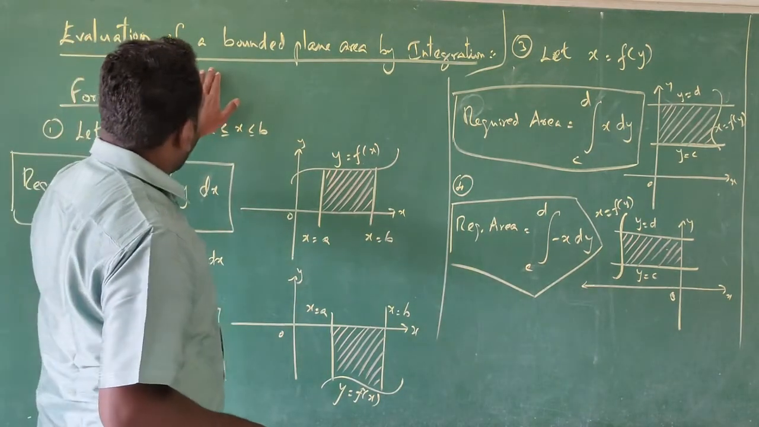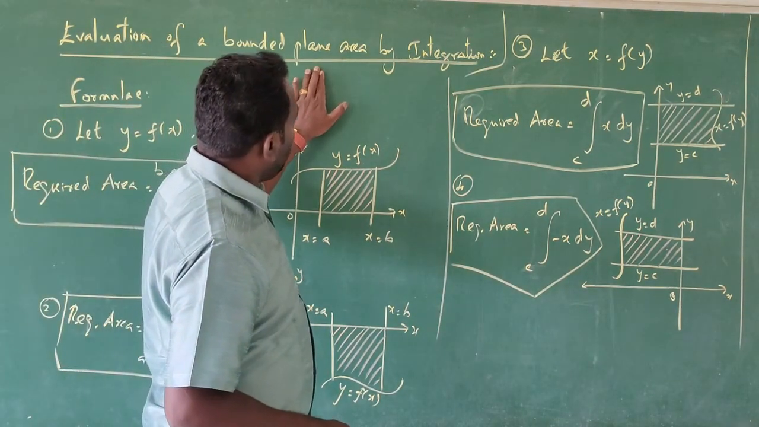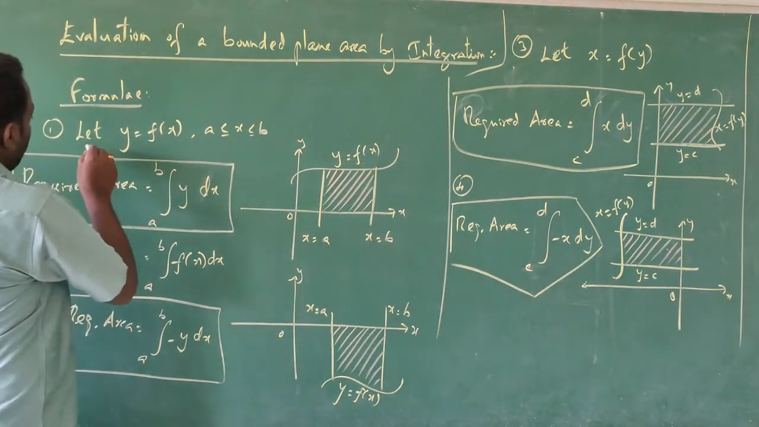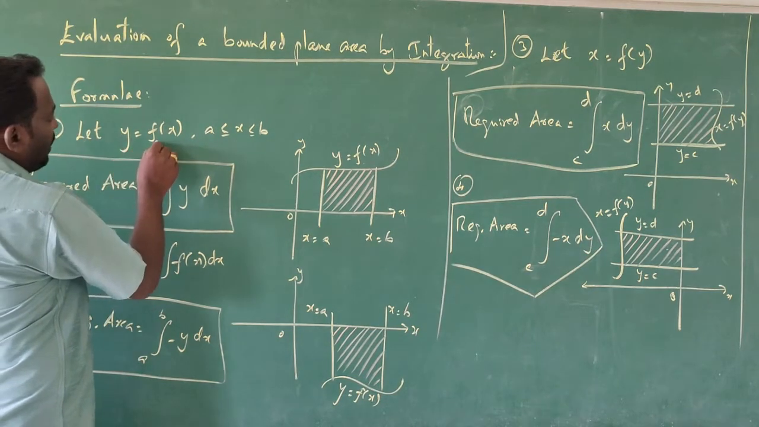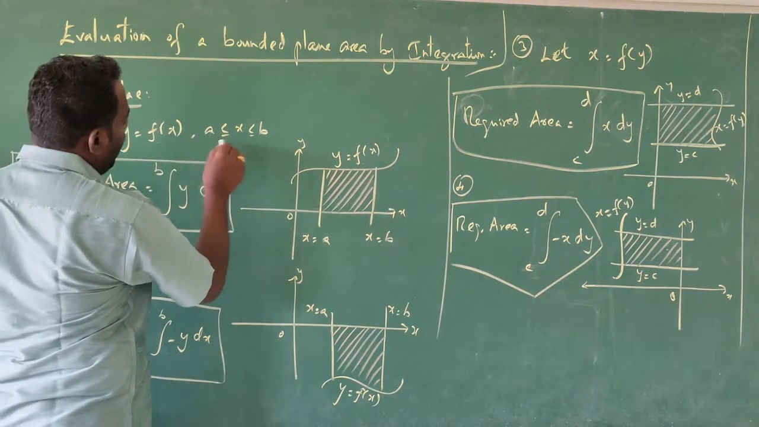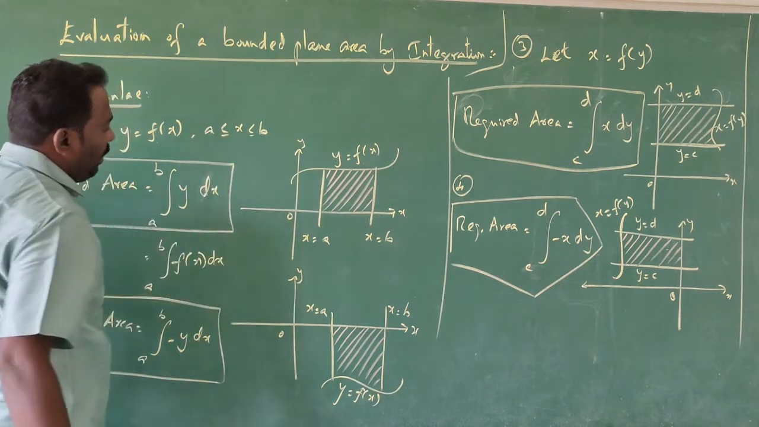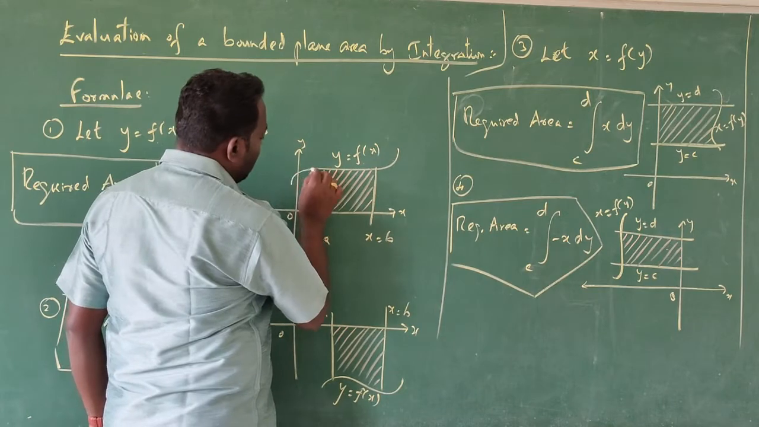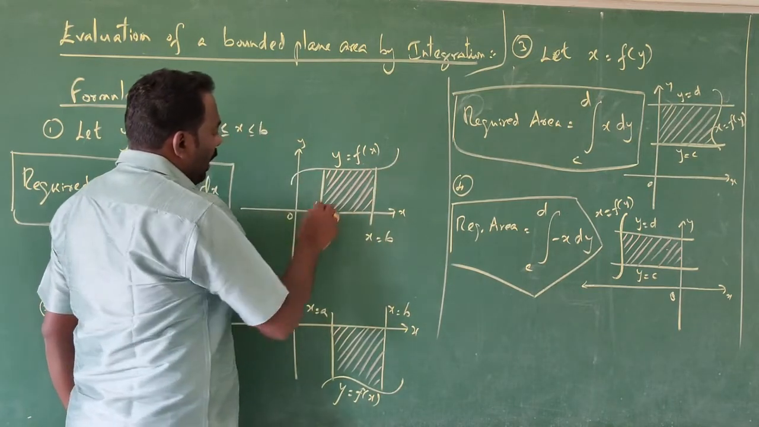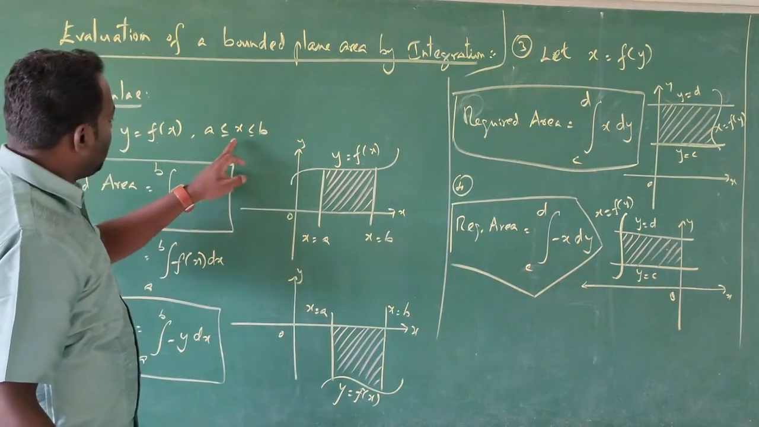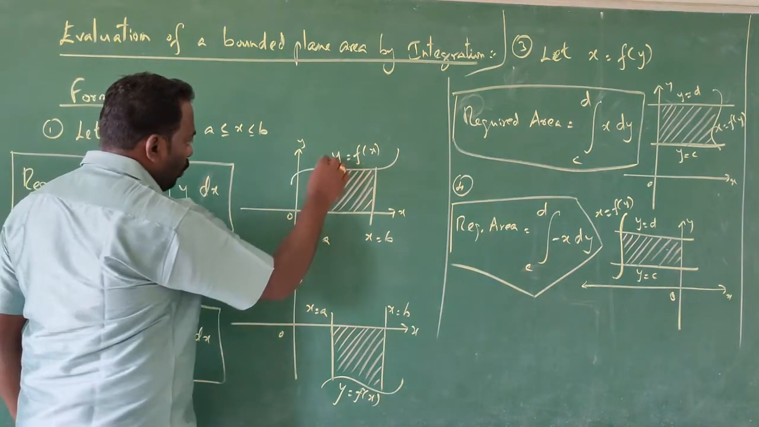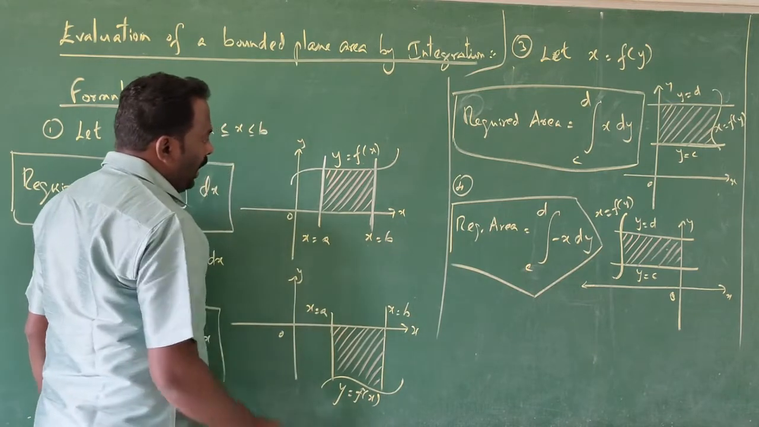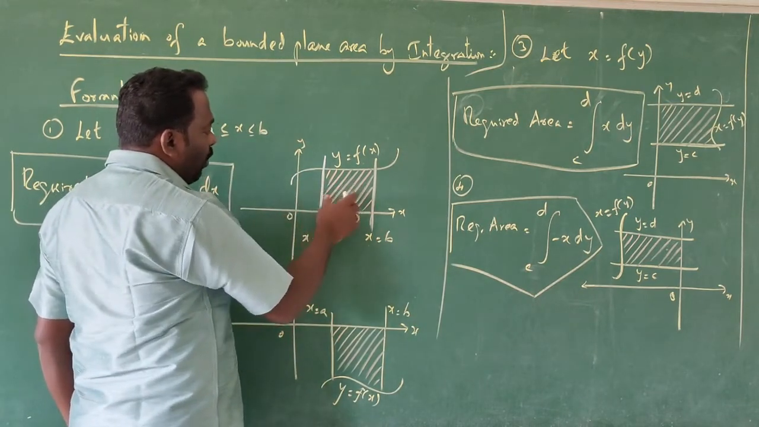The evaluation of a bounded plane area is done by integration. First, let y equal to f of x, with x from a to b, a less than or equal to x less than or equal to b. The curve y equal to f of x lies in the first quadrant, and the two boundaries are x equal to a and x equal to b.